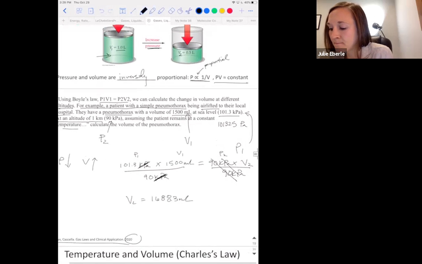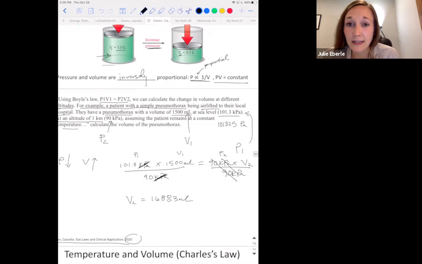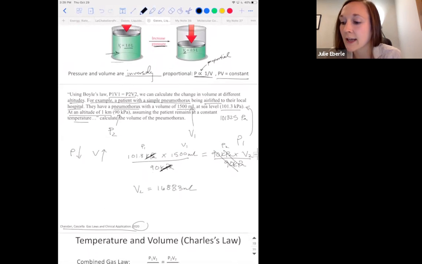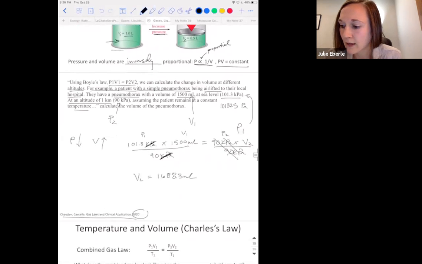Okay, so our pneumothorax increased in volume, but did it increase to a very, very dangerous level? I was reading a little bit more in this article, and they said a 30% increase could be fatal in some cases. So did it increase 30%? I don't know. How would we find out what percent it increased? We know the initial volume is 1,500 milliliters. So initially it was 1,500, and then finally at 1 kilometer elevation or altitude, it is 1,688.3.